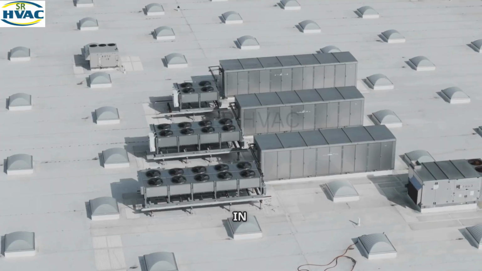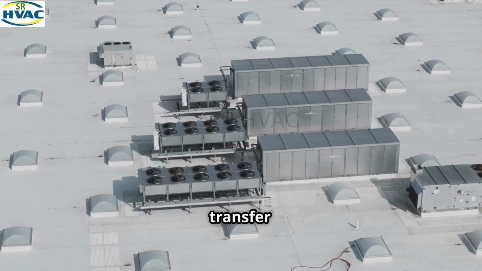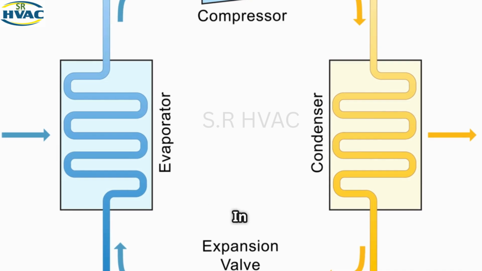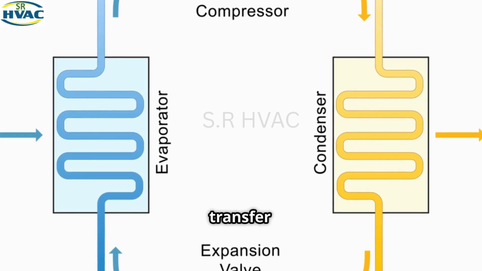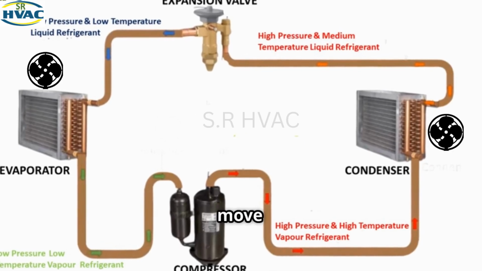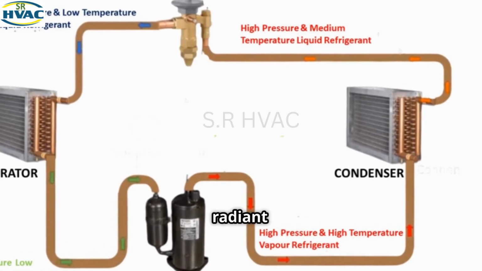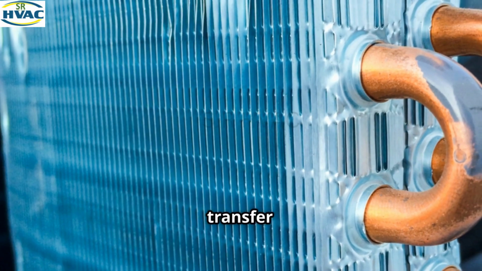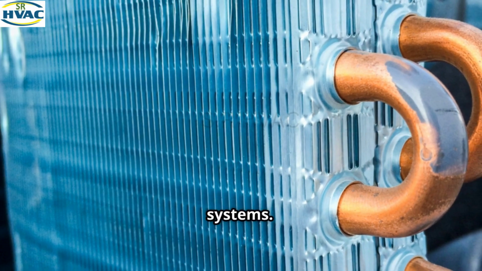How these work together in HVAC systems? In real HVAC systems, all three types of heat transfer usually work together. Example, in an air conditioning system, the condenser coil uses conduction to transfer heat from refrigerant to the coil fins. The fan uses convection to move air over the coil, and the sun beating on the outside unit adds radiant heat. Knowing which form of heat transfer is happening helps you troubleshoot more accurately and design more efficient systems.